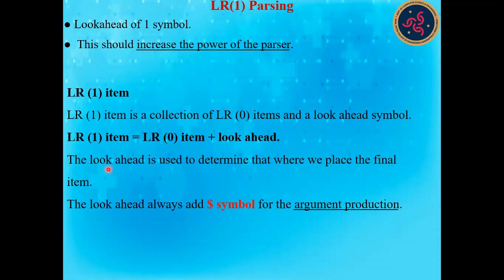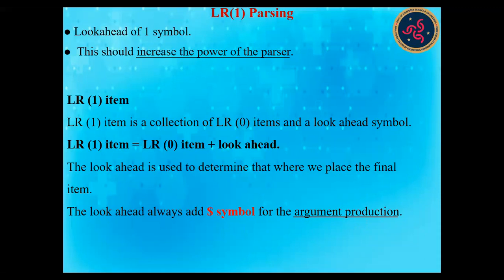So this look ahead is used to determine at which place we have to place our final item. And it will always add a dollar symbol for the augment production. Here also we have to add a new production initially, that is the augment production, and we add the dollar symbol as a look ahead symbol.